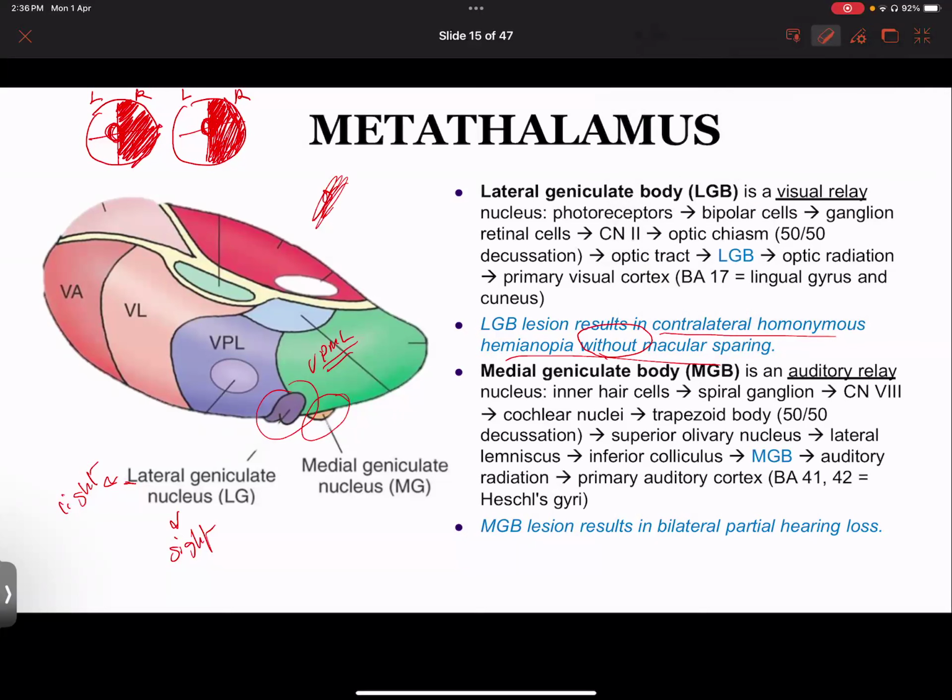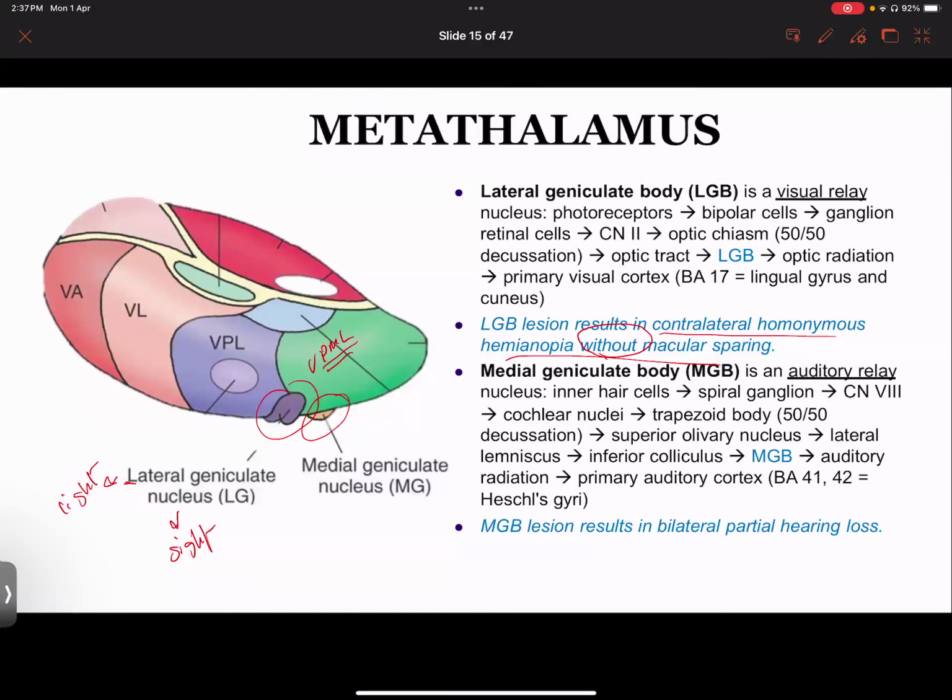You're going to take this in more detail in HNS. But for now, just know that a lesion in the lateral geniculate body is going to cause contralateral homonymous hemianopia without macular sparing. It just means the other side of the visual field is gone.